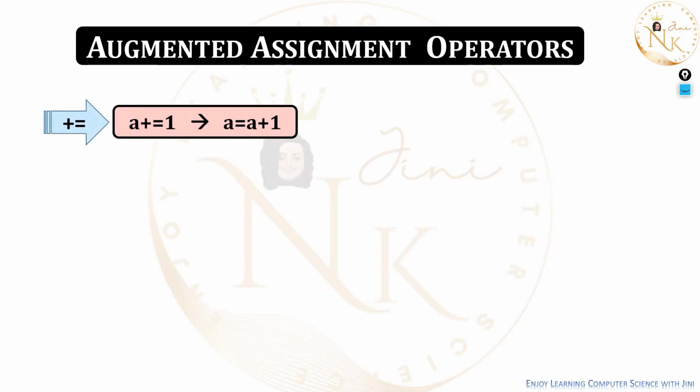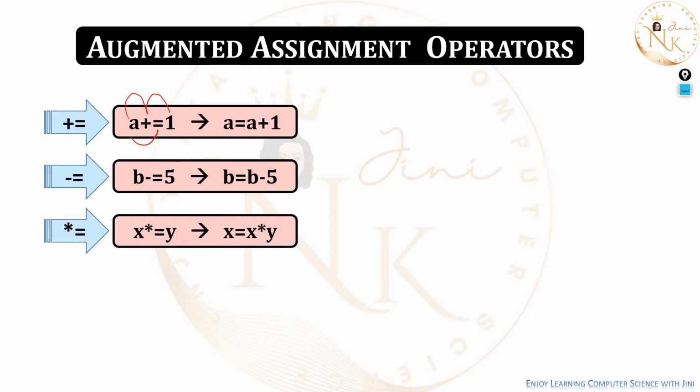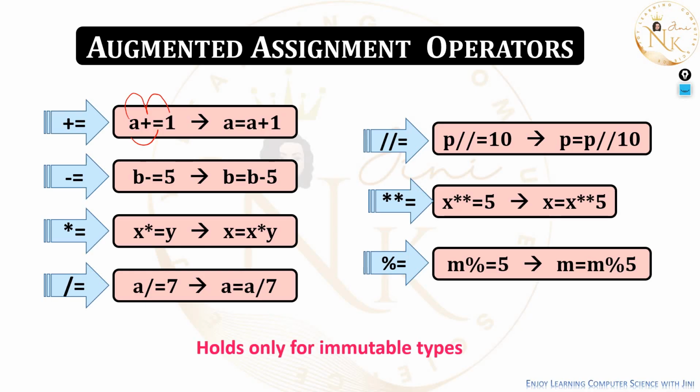Augmented assignment operators. Plus equal to. When I write A plus equal to 1, it means A equal to A plus 1. Okay. Now minus equal to, B equal to B minus 5 and so on. We have asterisk equal to, slash equal to, floor division equal to, exponentiation equal to, modulus equal to. But these augmented assignment operators behave as above only for immutable types. If it is mutable, the output will be different. There will be a change in the list itself. Okay.